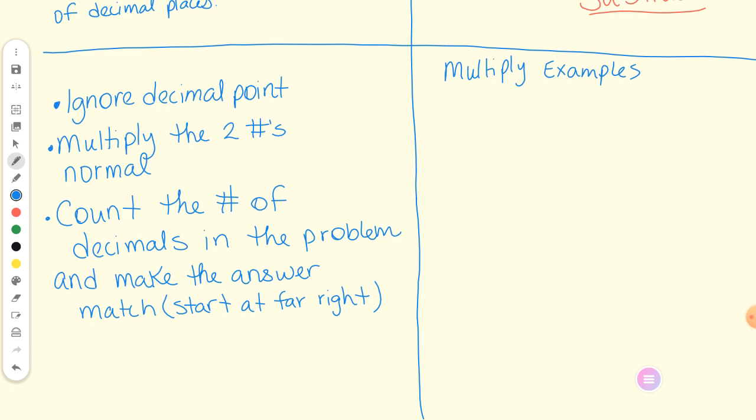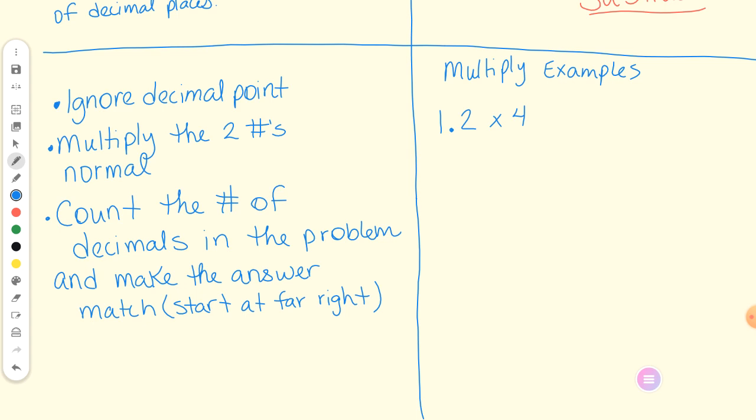It doesn't matter which side. We're going to do divide examples on the other side when we get there. Okay, so let's go back to an easy one that we can do mentally. Let's do 1.2 times 4.